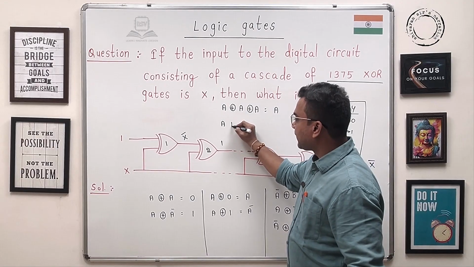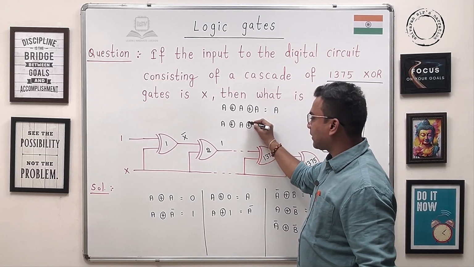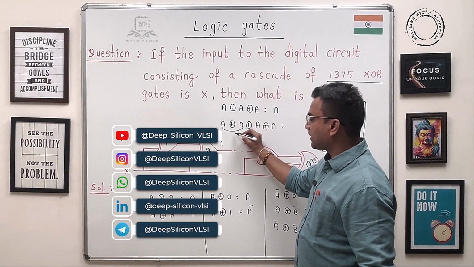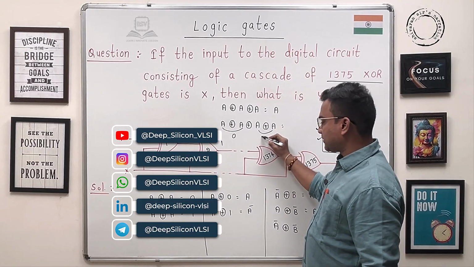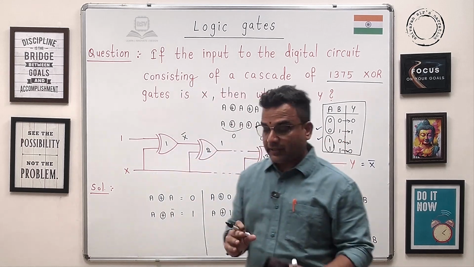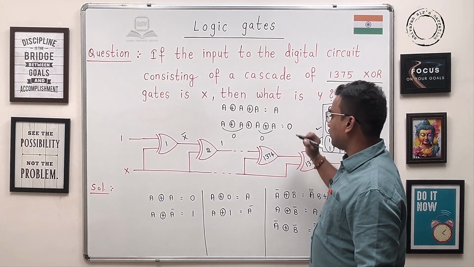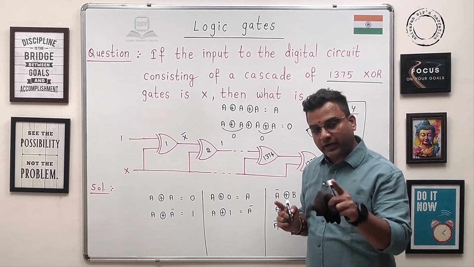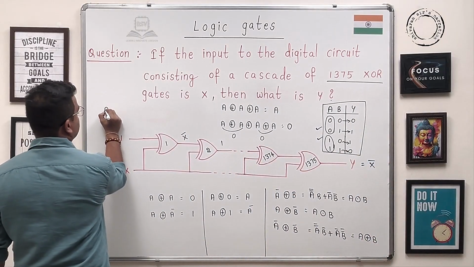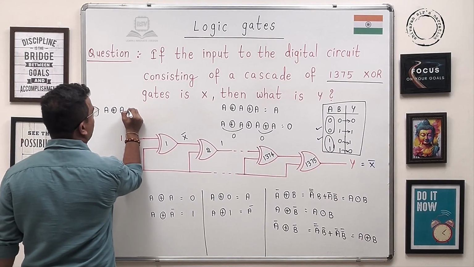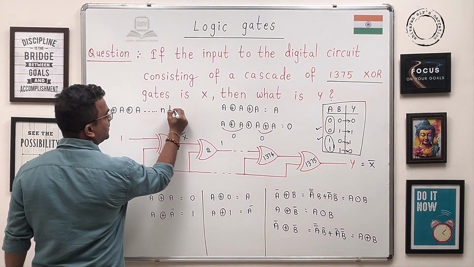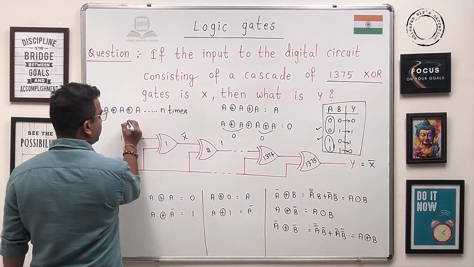Similarly, let us take an even number, A XOR A XOR A XOR A. Then what is it? This A XOR A will give you 0, this will give you 0, 0 XOR 0. For the same inputs, output is 0 only, right? Hence, output is 0. So with this, you can give one more property, that is A XOR A XOR A XOR and so on, n times.